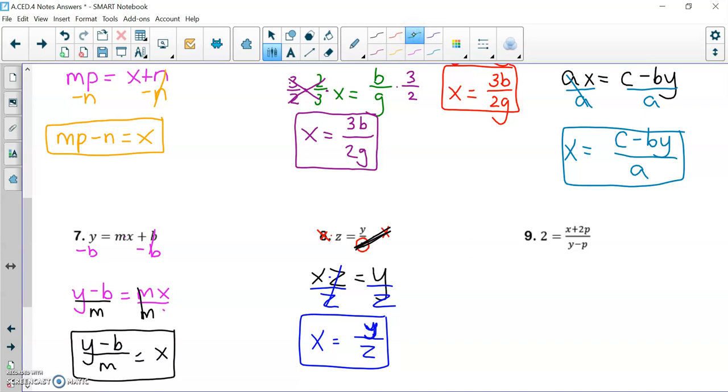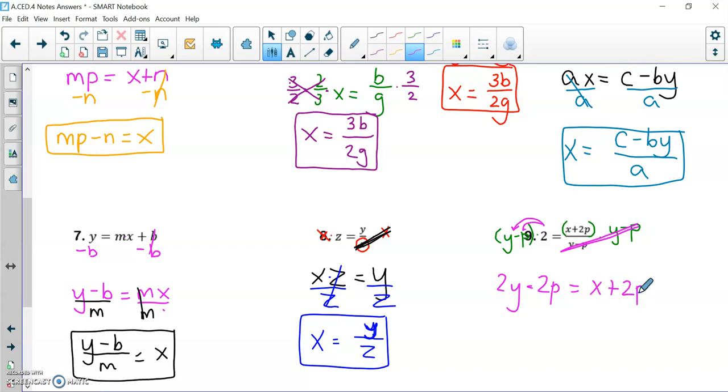All right, number 9, the x is in the numerator. Technically, there's imaginary parentheses around that numerator. So I'm going to multiply by my denominator because I take care of parentheses last. Since I'm multiplying by multiple terms, I am going to need to multiply that 2 on the left side by both the y and the minus p. So I'm putting parentheses around the y minus p, so I know that I need to distribute this 2 in. So I have 2y minus 2p is equal to, and then y minus p divided by y minus p cancels, and I'm left with x plus 2p.